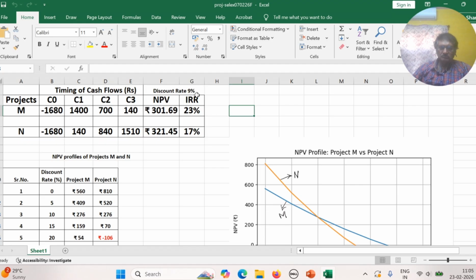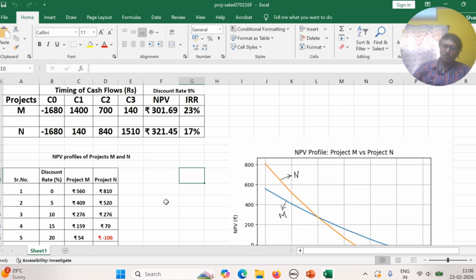At the rate of 9% discount rate, the net present value for project M comes to rupees 301.69, and for project N, this is the NPV value. This is the formula. It is very easy, you can check it. In this way you can calculate the net present value for both the projects. And IRR I have calculated, the value is 23% for project M, and for project N it is 17%. Now see how we take decision.